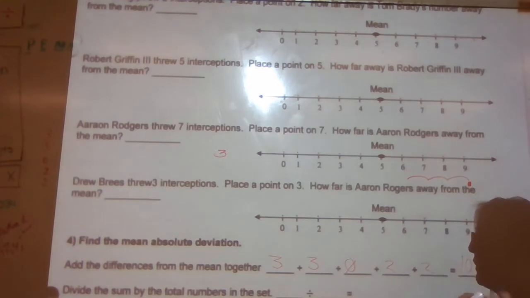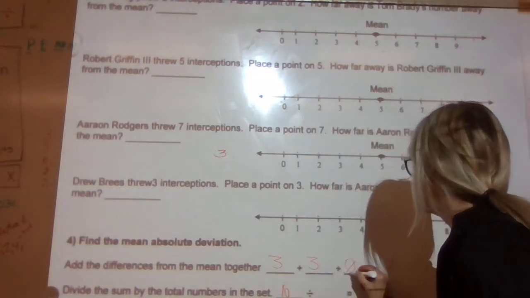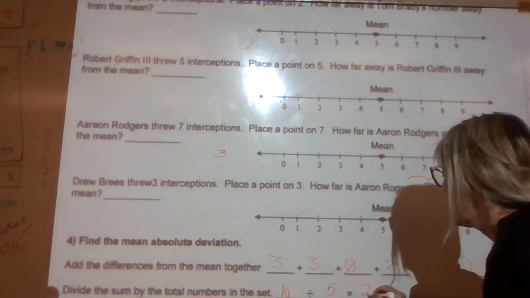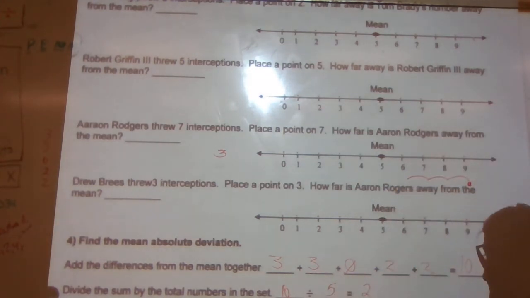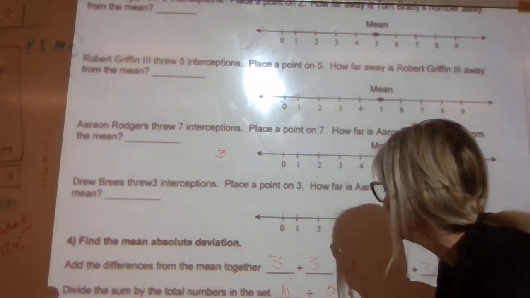So now I want to find the mean of my distances. So I take my 10, and there are 1, 2, 3, 4, 5. So the mean absolute deviation, or MAD, is 2.